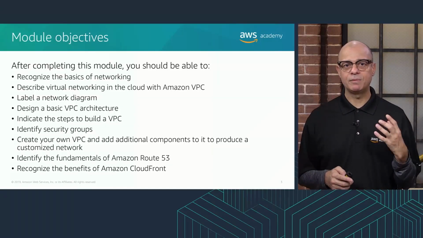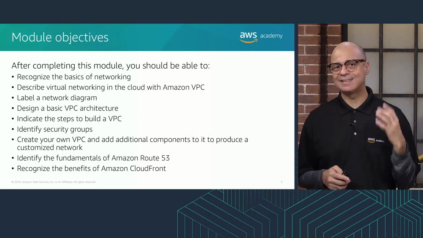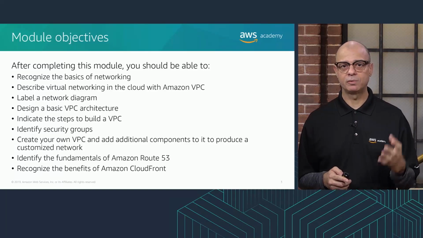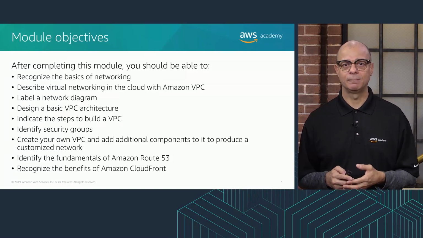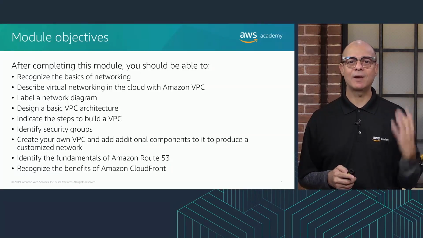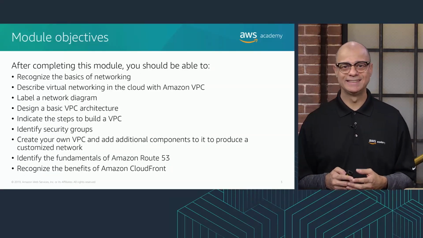After completing this module, you should be able to recognize the basics of networking. You should be able to describe the features of Amazon VPC and design a basic VPC architecture. Understand what network security groups as well as network ACLs are. Identify the fundamentals of Amazon Route 53 and recognize the benefits of Amazon CloudFront. We're ready to go. Let's get started.